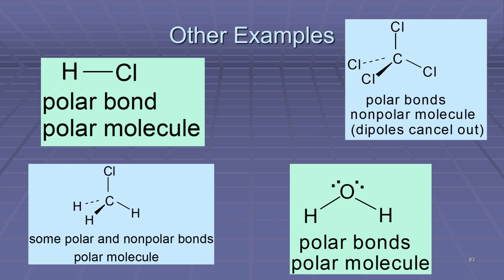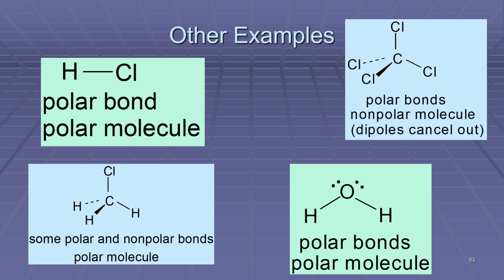So that's why I said earlier, for the most part, if you see a polar bond, most of the time the molecule is also polar. Of course, here are some other examples. Chlorine, hydrogen: since it's just a single bond, then clearly if it's a polar bond, the molecule is polar.